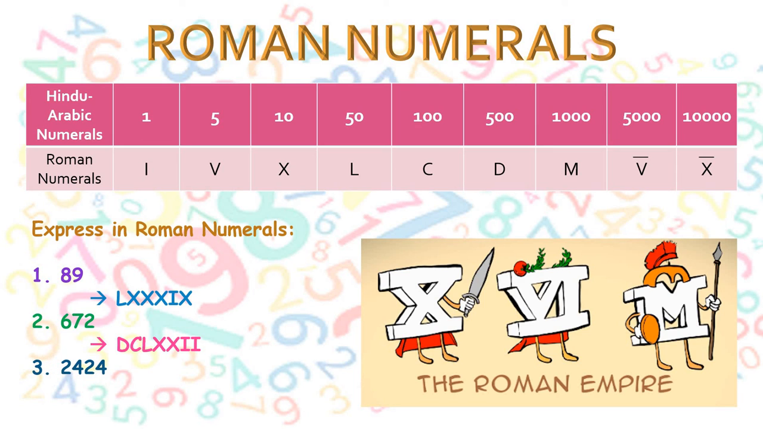And 2424. What is the value of 1000? M. So how many times will it be written? 2 times. Then after that 400. So how will we write 400? CD, absolutely correct. And 20 is XX and 4 is IV. So it will be MMCDXXIV. So here we complete the revision of chapter 1.